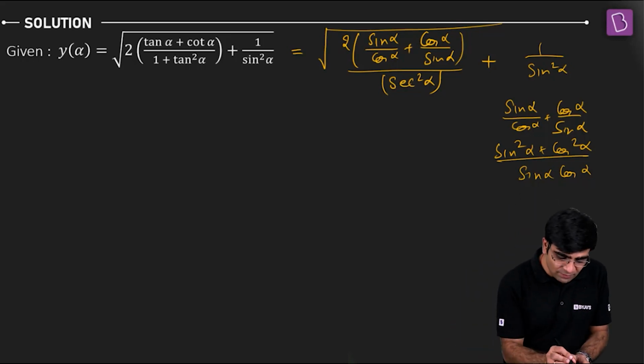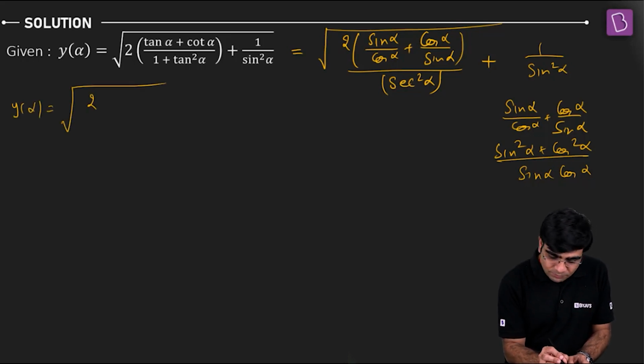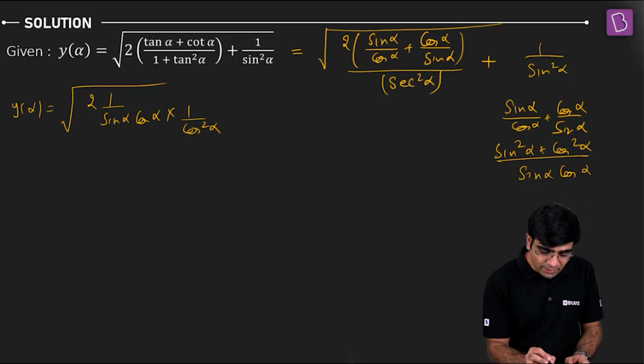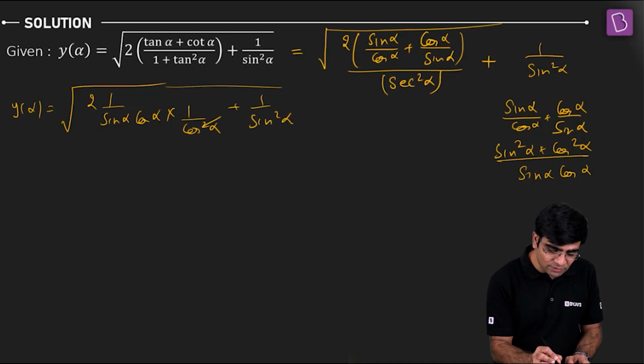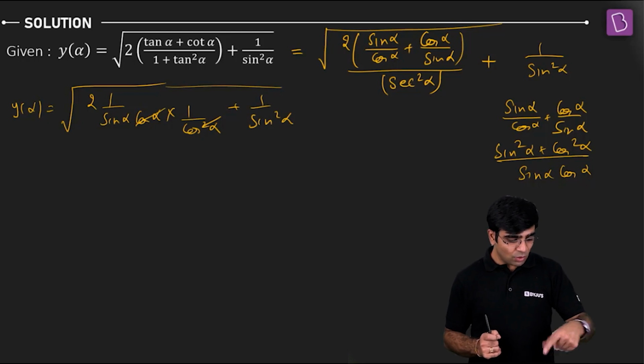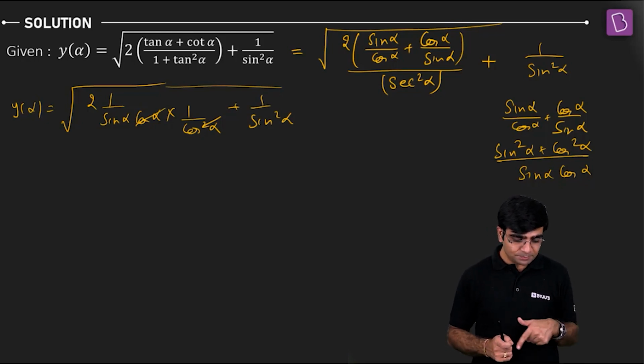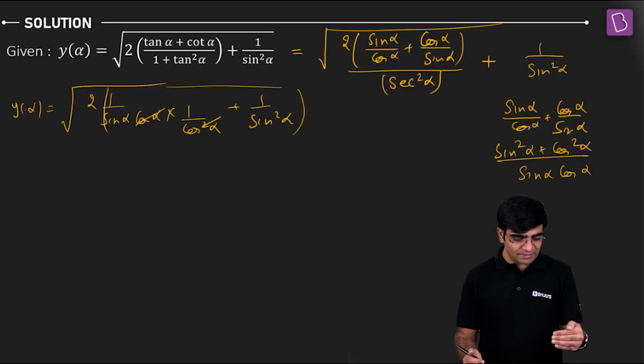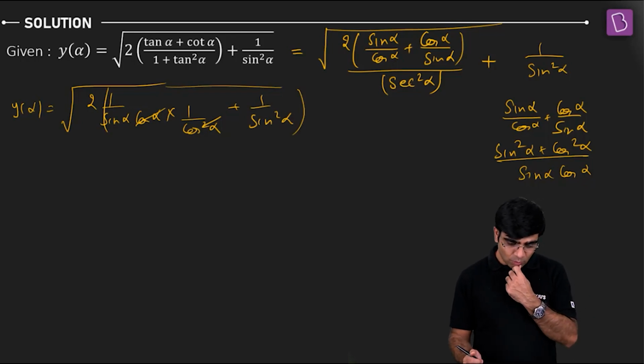Okay, so my expression of y alpha got converted, so I can write y alpha is equal to root of 2 times 1 upon sine alpha cos alpha multiplied by sec square alpha, which is nothing but 1 upon cos square alpha, right? Okay, and plus 1 upon sine square alpha. So let's first of all simplify. When I cancel this cos alpha and cos alpha, we get 2 times cos alpha by sine alpha plus 1 upon sine square alpha. Okay.